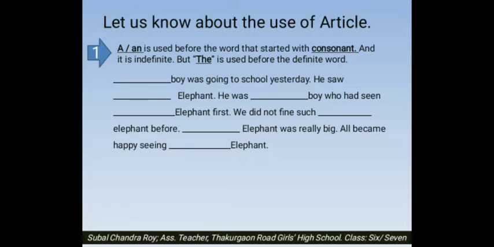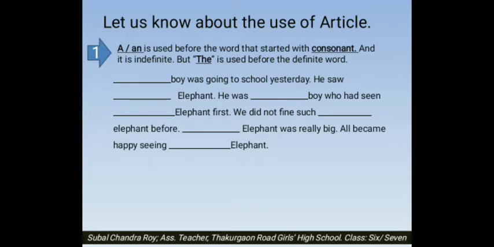This boy, that is boy. So that boy is fixed here, or definite here. So we have to use "the" here. So he was the boy who had seen the elephant first. Here "elephant" is also a definite word.